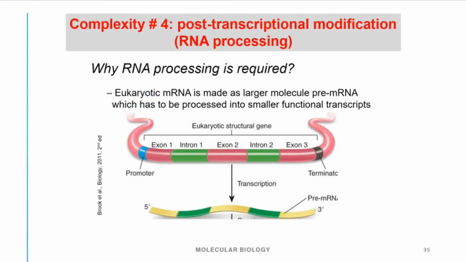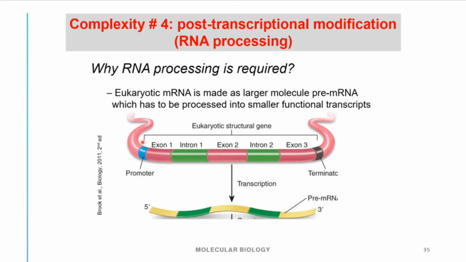The next complexity of eukaryotic transcription comes in the form of post-transcriptional modification, which is the processing of RNA after they are made. So why do these RNA need to be processed? This is because eukaryotic mRNA is made as a larger molecule, pre-mRNA, and it will actually be processed into a smaller functional transcript. One of the key reasons is that eukaryotic genes are actually divided into exons and introns.